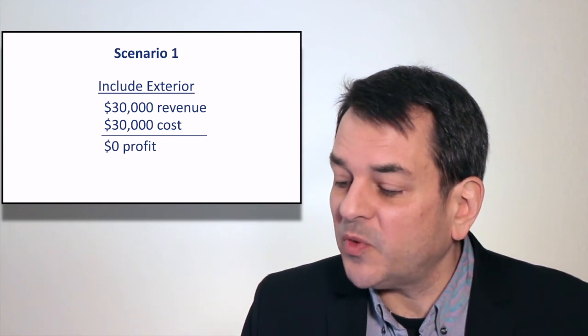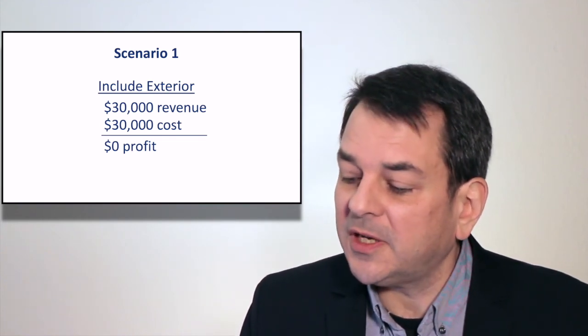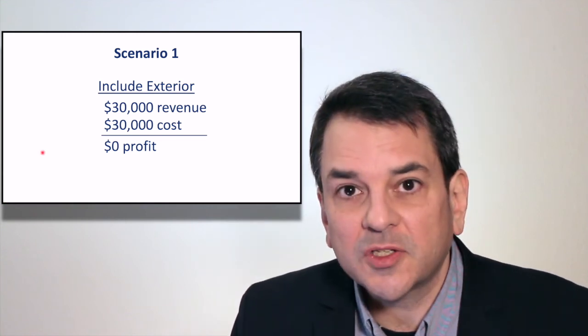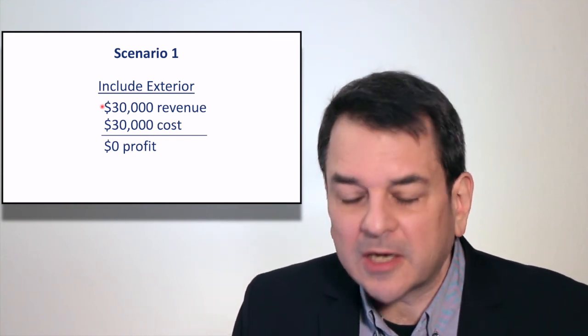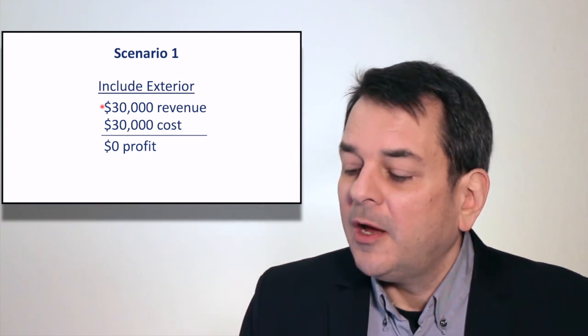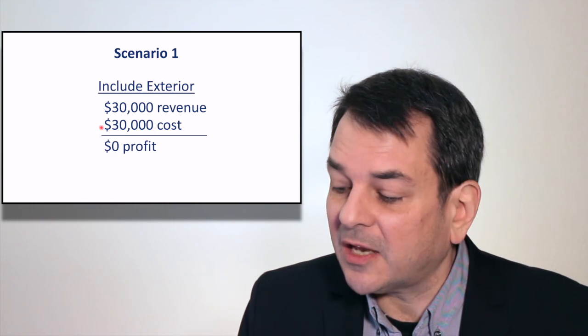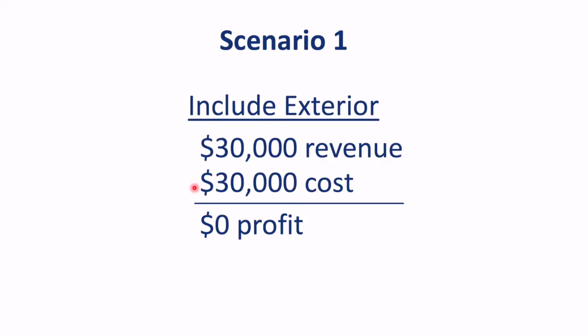Scenario one, we do some research and analysis that says if we include the exterior, there's no significant increase to the revenue, that we still expect about $30,000 in revenue, but there's going to be a $10,000 increase to our cost. So $30,000 in cost, $30,000 in revenue, we've effectively eliminated our profit. So there might be other variables that we want to consider, but from a financial standpoint, there's no incentive for us to do the exterior part of the project.